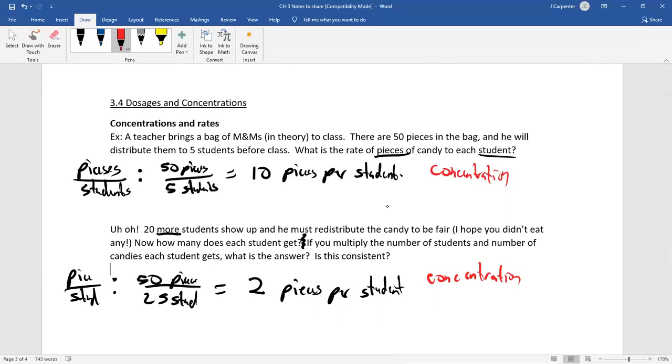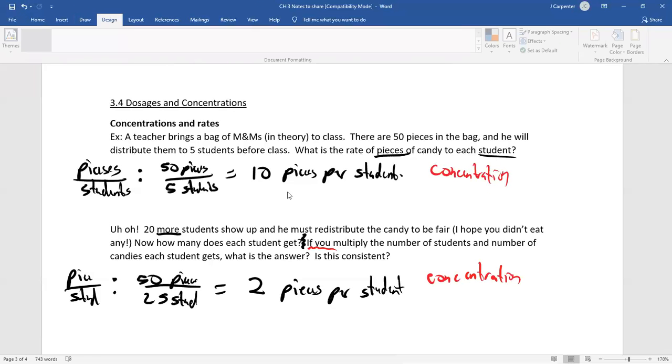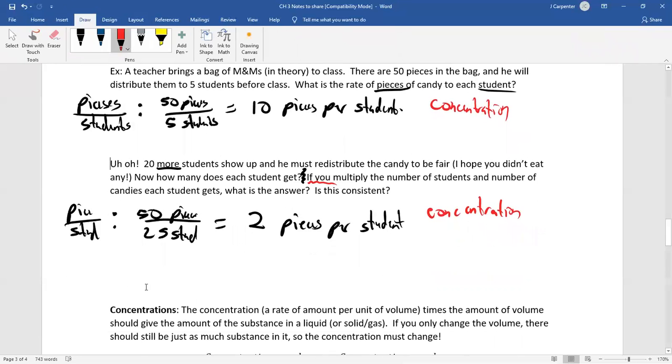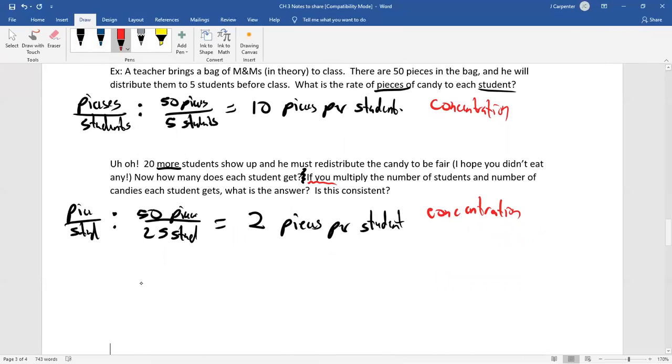Okay, so now let's get to the second part of this. I'm underlining the wrong thing. If you multiply the number of students and the number of candies each student gets, what is the answer, and is this consistent? So I'm asking you to do something very specific. I'm sure you're not surprised. I want you to multiply the number of students and the number of candies.